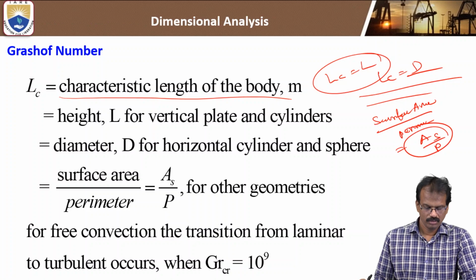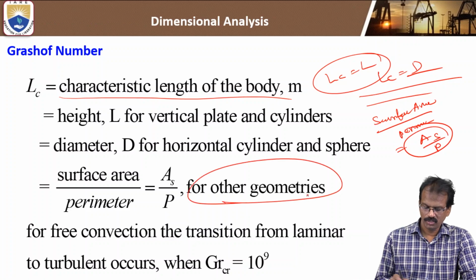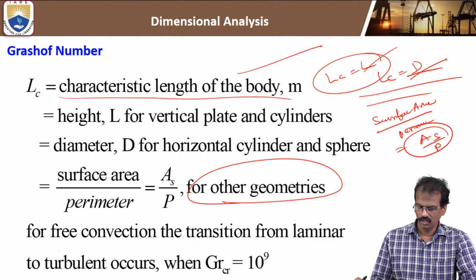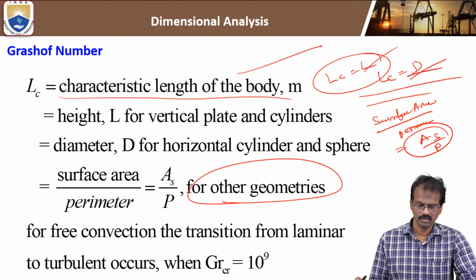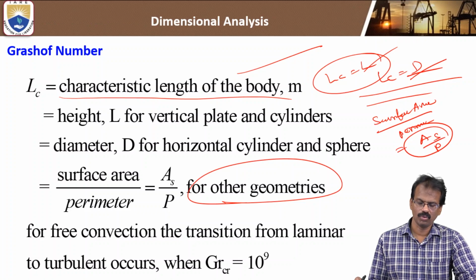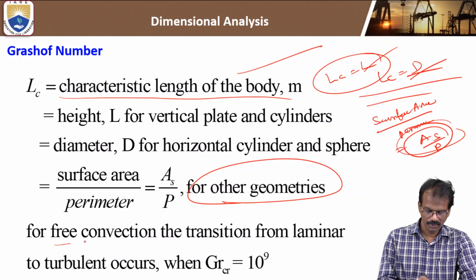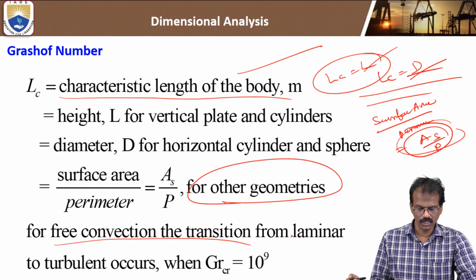So for rectangular bodies, you can take L. For circular bodies, you can take LC is equal to D. For other geometrical bodies, you can take this formula to find out the LC. It is mainly used to understand the free convection process.